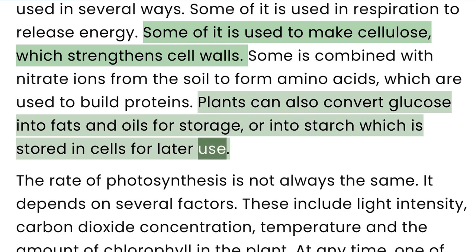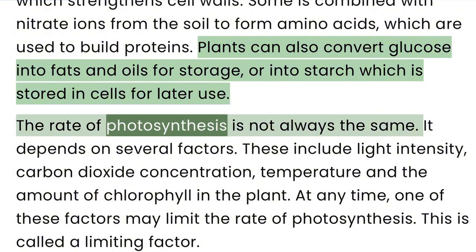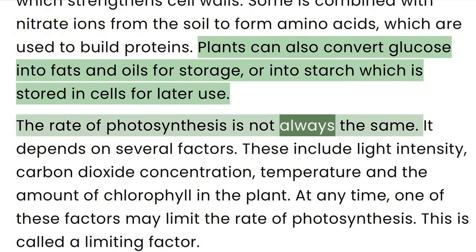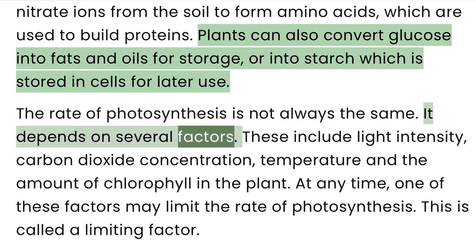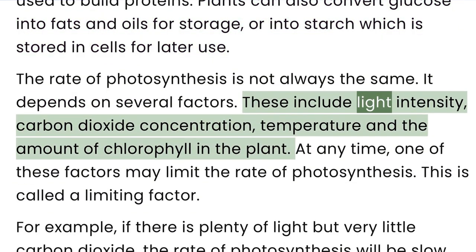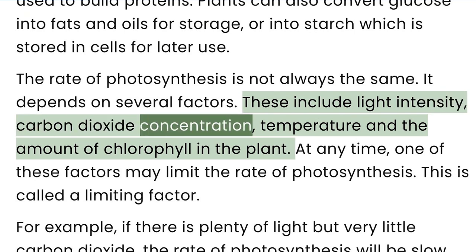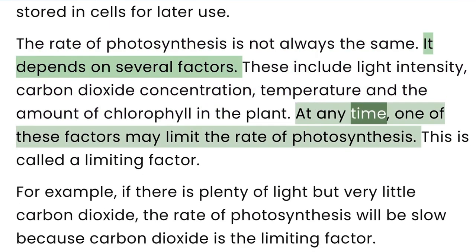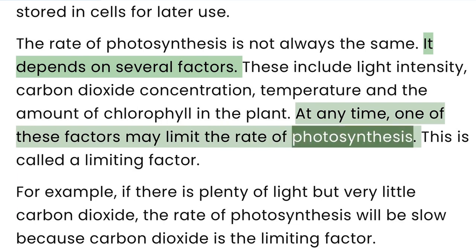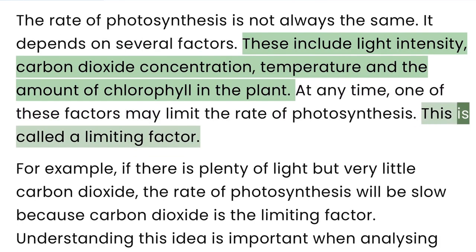The rate of photosynthesis is not always the same. It depends on several factors. These include light intensity, carbon dioxide concentration, temperature, and the amount of chlorophyll in the plant. At any time, one of these factors may limit the rate of photosynthesis. This is called a limiting factor.